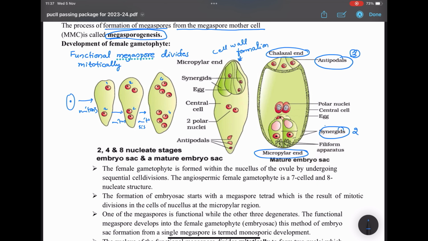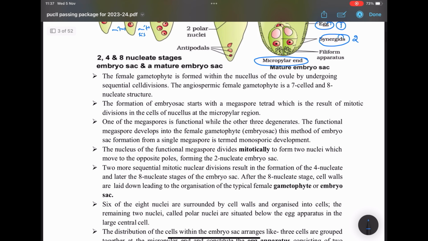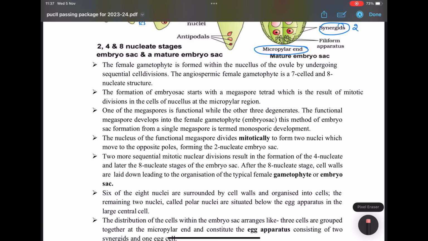So 3 cells are antipodals, 2 synergids, 1 egg cell and 1 central cell. So total 7 cells. The female gametophyte is a 7-celled and 8-nucleate structure.